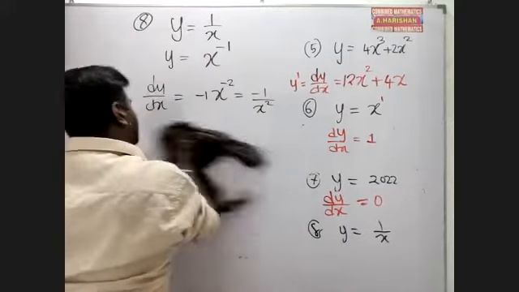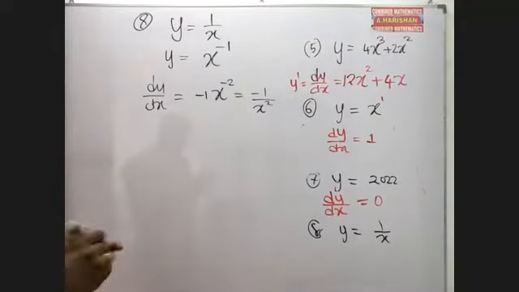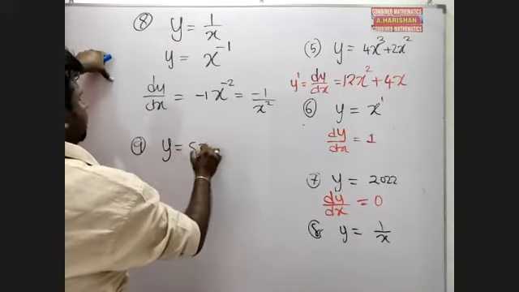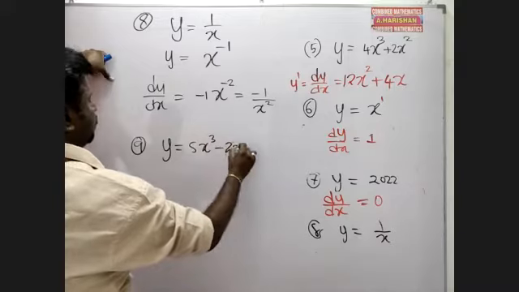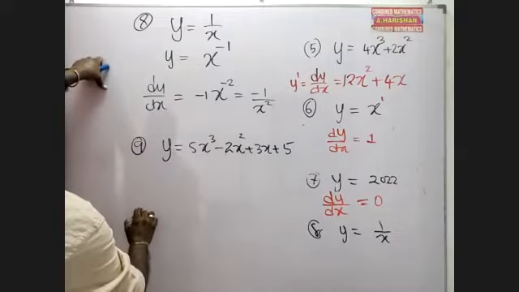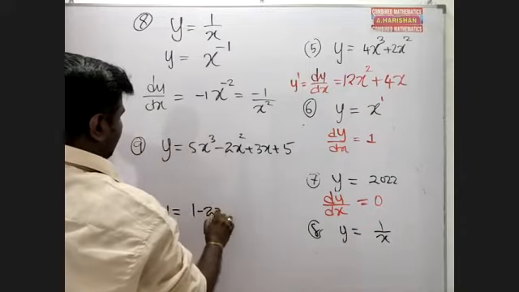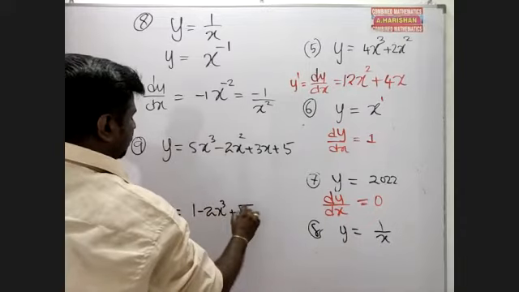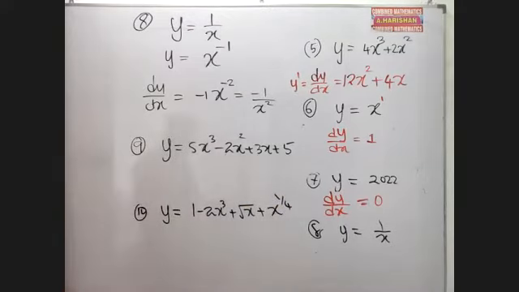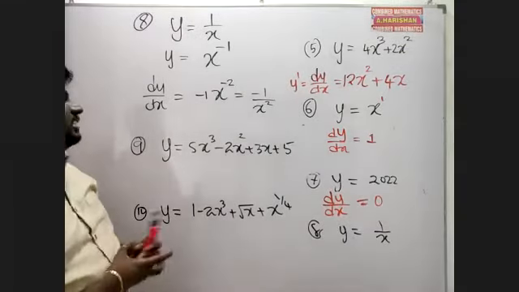Right. So I'll put question number 9. Y equals 5x cubed minus 2x squared plus 3x plus 5. The 10th one: y equals 1 minus 2x squared plus root x plus x to the power 1/4. Only 2 questions. Just do it.